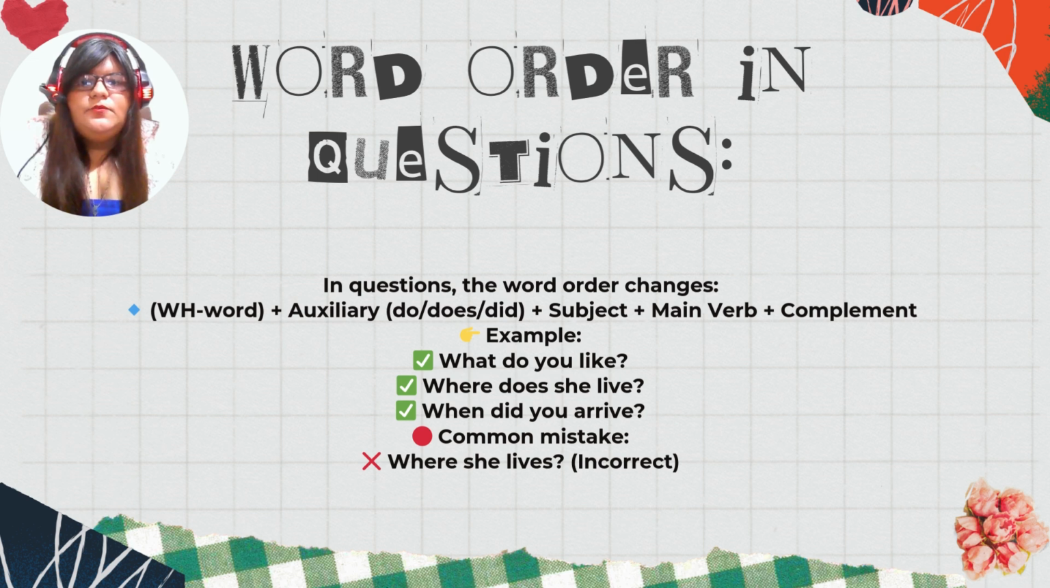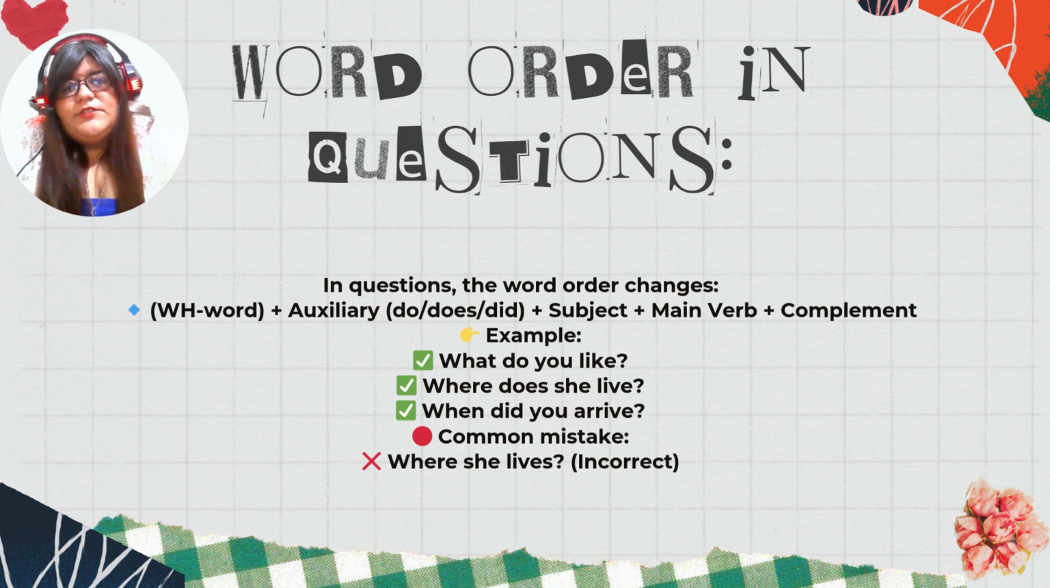Then we have here word order in questions. In questions, the word order changes. Why? You will see. We have from the beginning the WH word or WH questions. Do you remember that we saw a lesson of this? And if you don't, I recommend you watch my video. You will find it on this YouTube channel, WH questions. What are WH questions? Do you remember? Yeah, why, where, when, what, and things like that. Those are WH words.